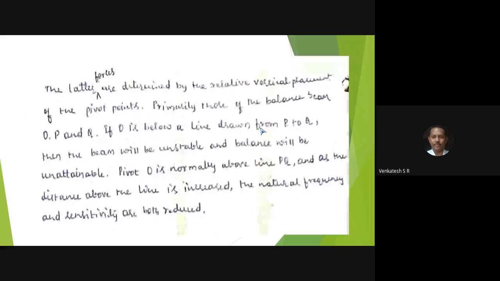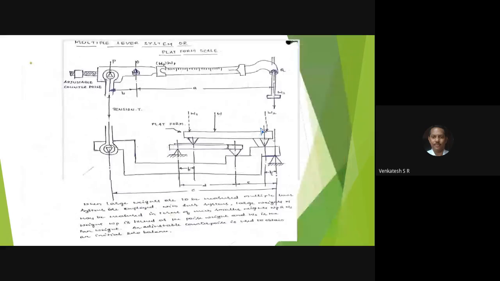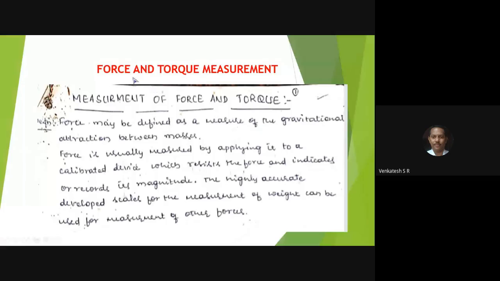In the 5th module, the first chapter is force measurement and the second chapter is torque measurement. The next portion in the 5th module is pressure measurement, temperature measurement, and strain measurement. So these 3 chapters are in the second portion. The proving ring is the last portion in the first chapter of the 5th module. Once again, the first chapter in the 5th module starts with force measurement.